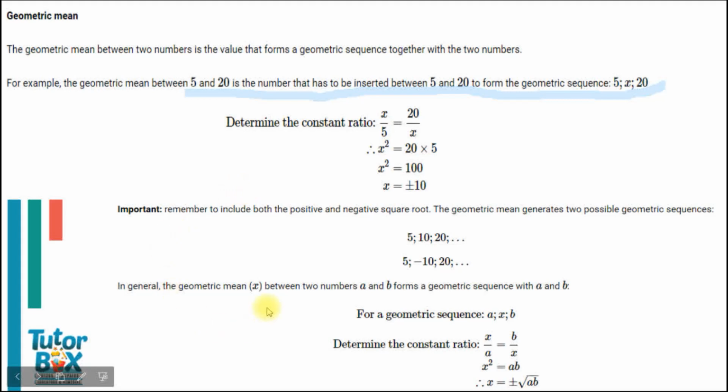So in general, the geometric mean x between two numbers a and b forms a geometric sequence. If you want to determine what x is, all you have to do is take the constant ratio, use that term, the unknown x, and divide it by a term that's already given to you. Then you equate to another part, in this case b, divided by that unknown, and then you solve it to get what x is.